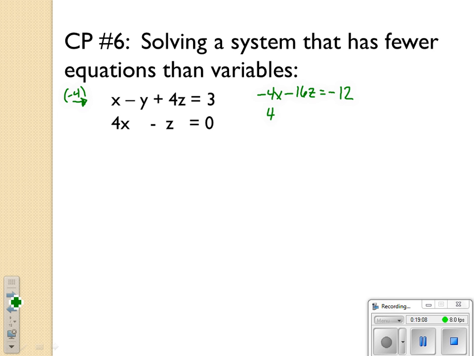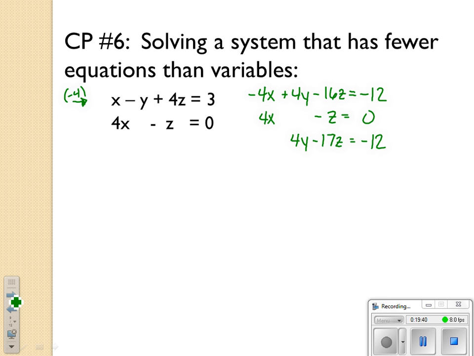And then sliding my second equation over. Oops, I forgot to write the y one down. Negative 4 times x, negative 4 times negative y, and negative 4 times 4z. Sorry. And negative 12. Now I'll slide the other one over. Second equation was this. Combine. So my x's are going to eliminate, and we end up with this new equation.